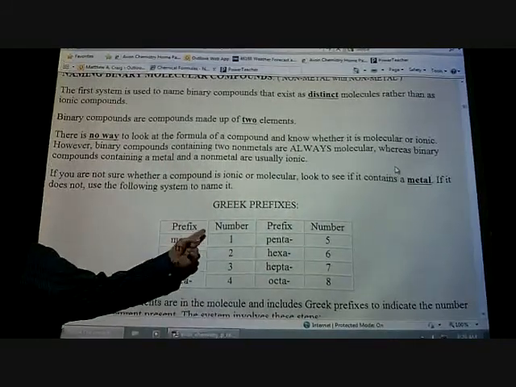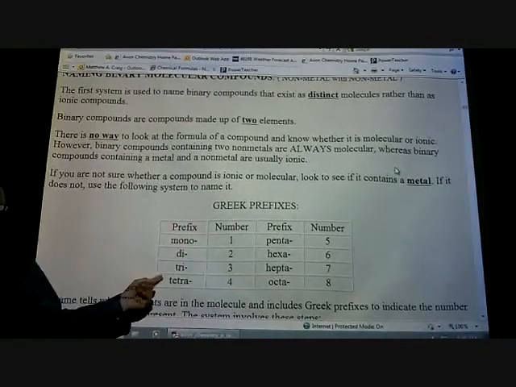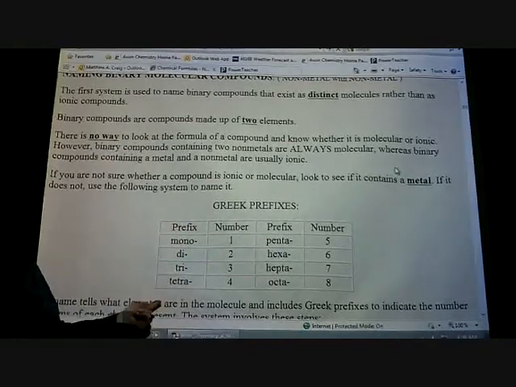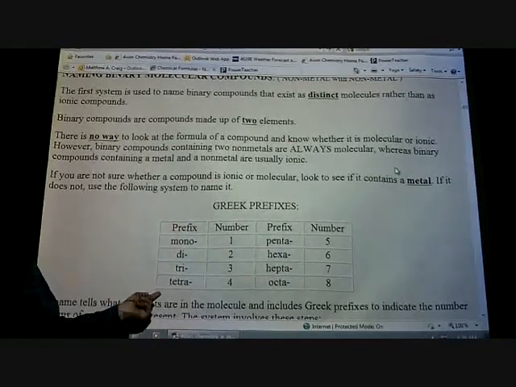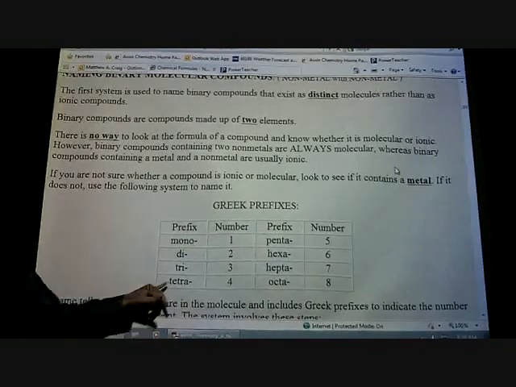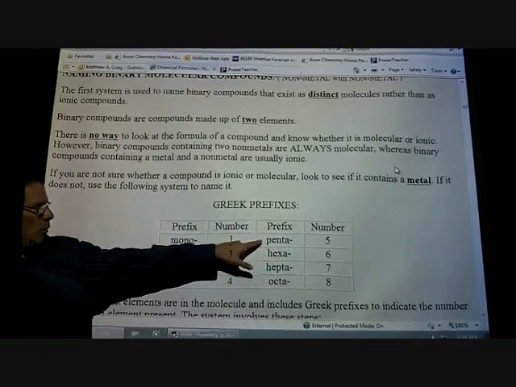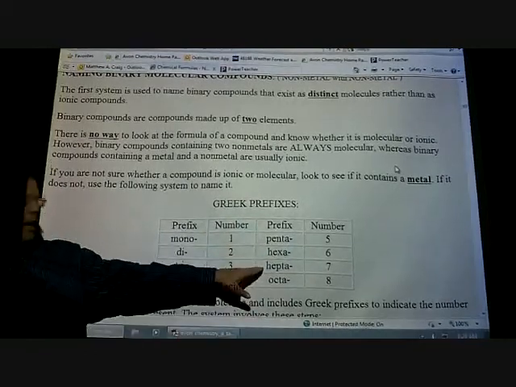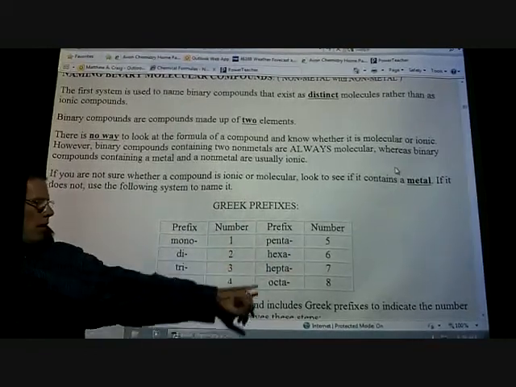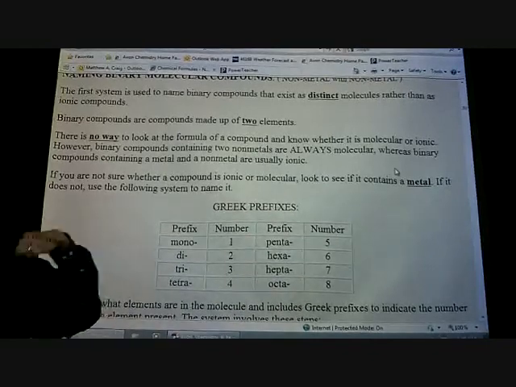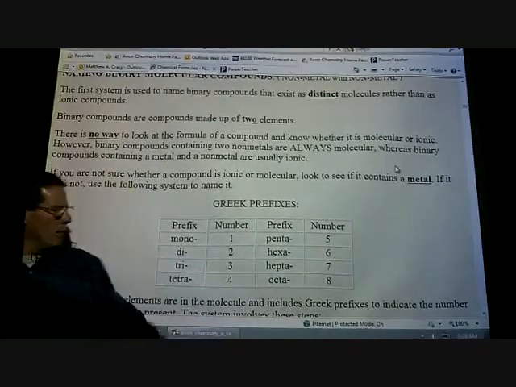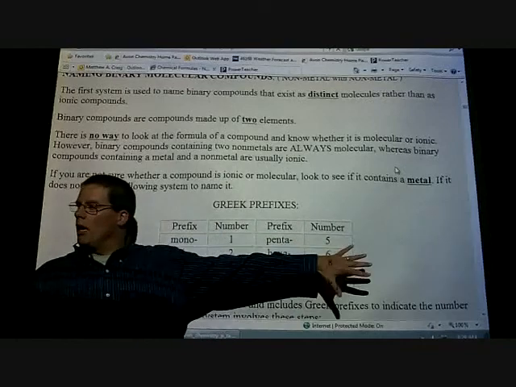So 1 is mono, 2 is di, 3 is tri, 4, anybody play Tetris? That's an old game. It's a good one. The 4 squared thingy. Okay. So tetra. And then from there it gets pretty simple. Penta 5, hexa 6, hepta's kind of a weird one, 7, and then octa 8. Now I know that there's nona and deca, and they keep on going, but for what we're doing, we're only going to go up to 8.